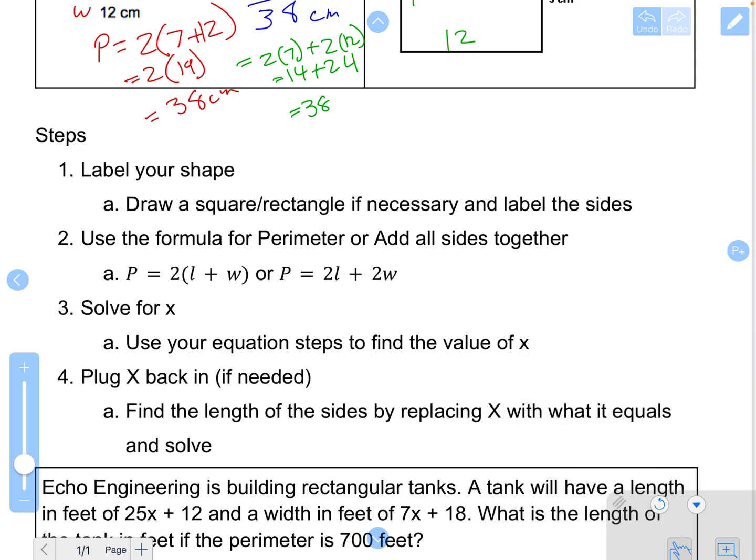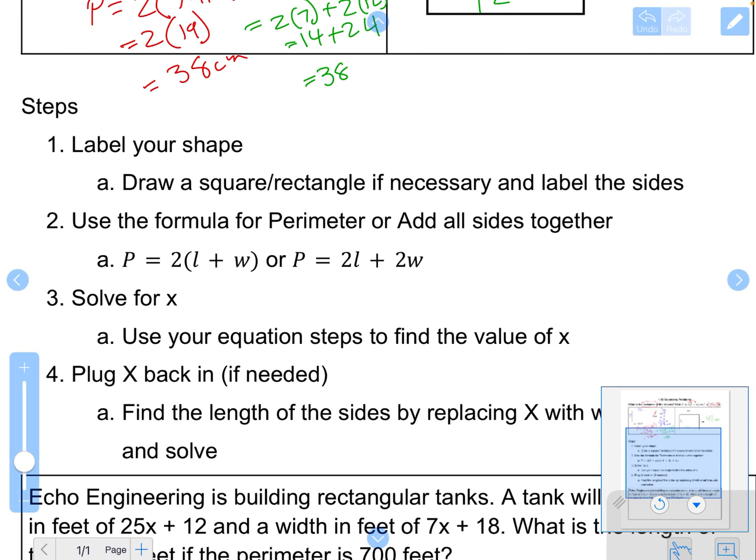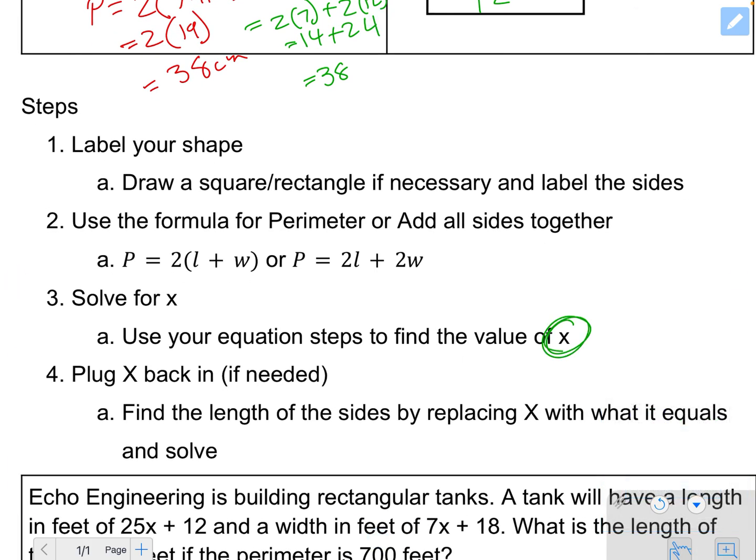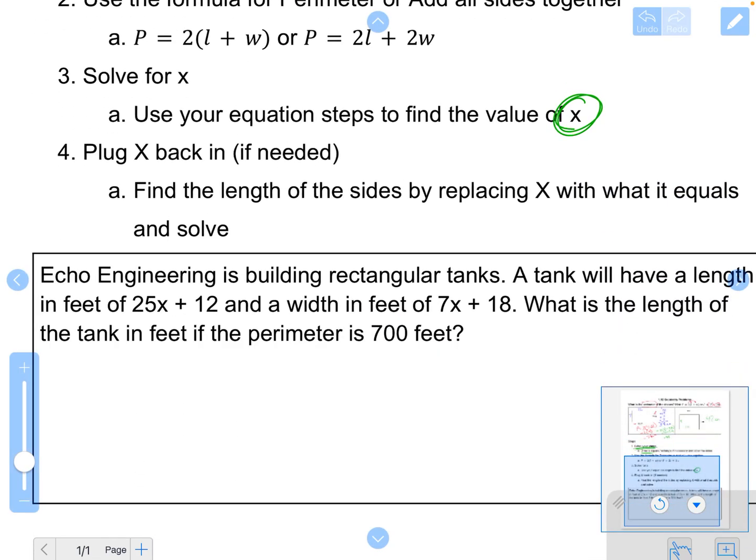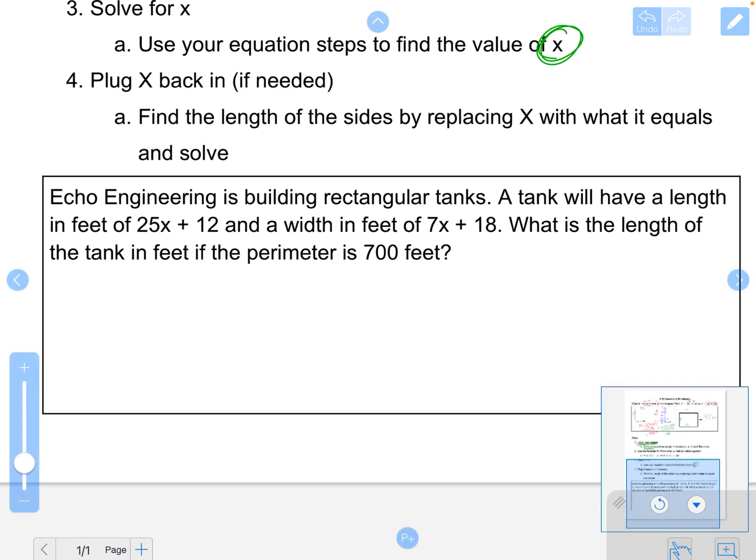So what's about to happen is that we're going to use letters in our perimeters and our side lengths. So it's always important to label your shape. If they don't give you a square or a rectangle or a triangle, you need to draw it first. Then use your formula or add all sides together, solve for x, and plug x back in if you need it. So let's show you an example problem.